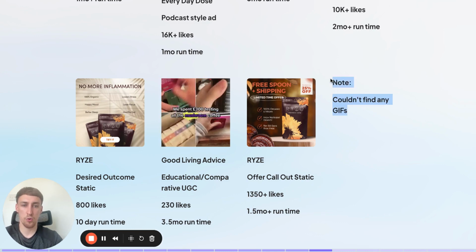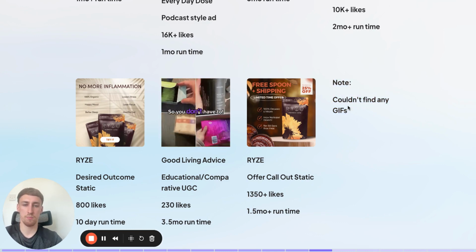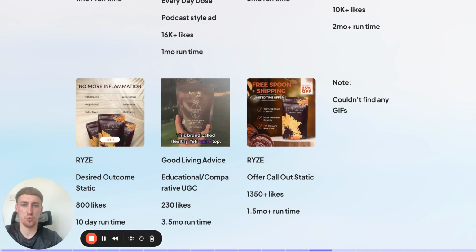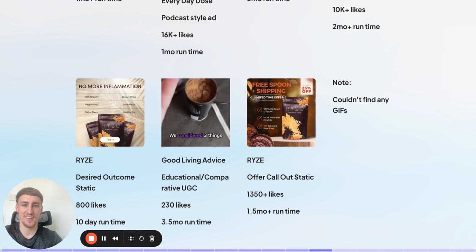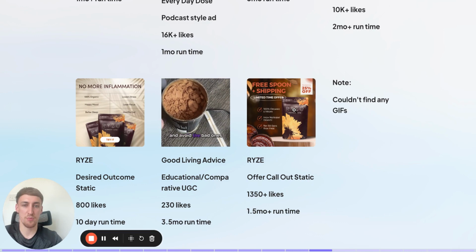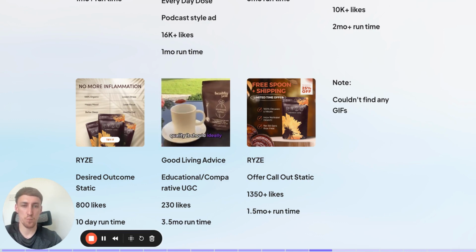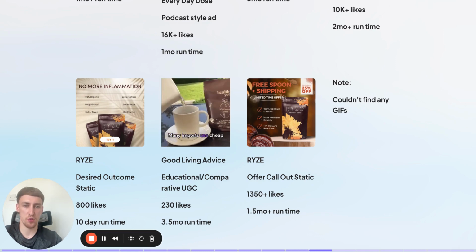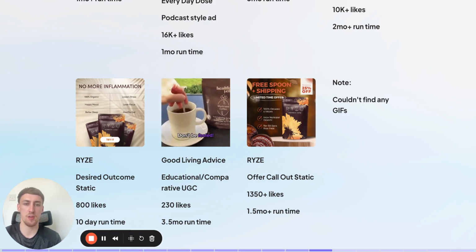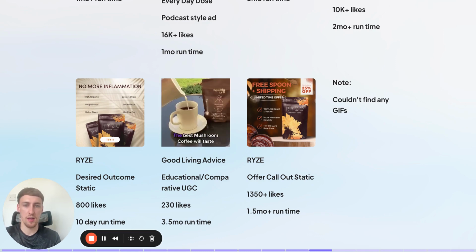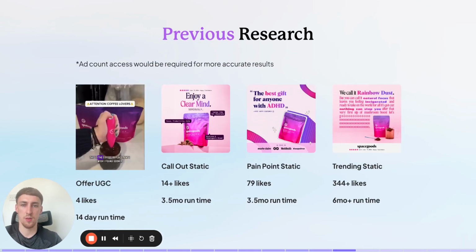And a small note, I couldn't find any GIFs. I don't know if I just wasn't looking hard enough, but I couldn't find any GIFs. So repurposing short form videos, repurposing in statics, GIFs can be really effective because they get distributed differently by Meta and TikTok. So yeah, I'll definitely try GIFs.